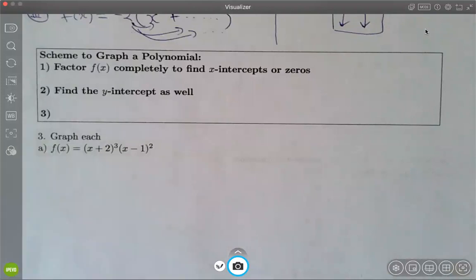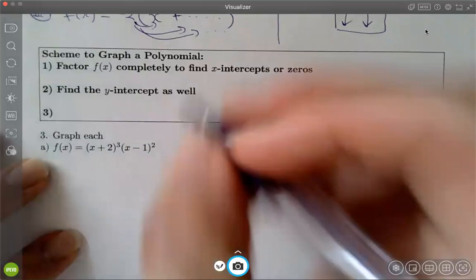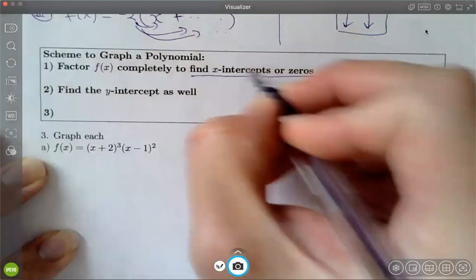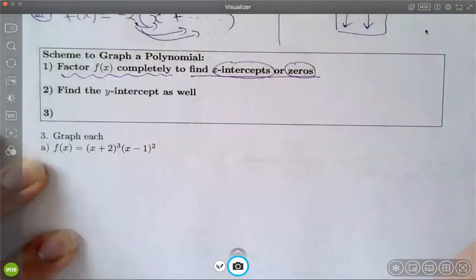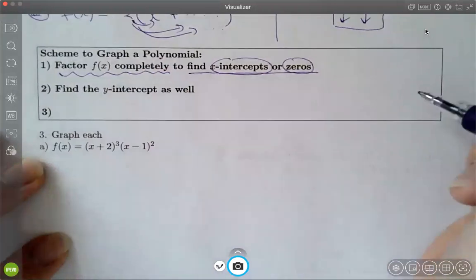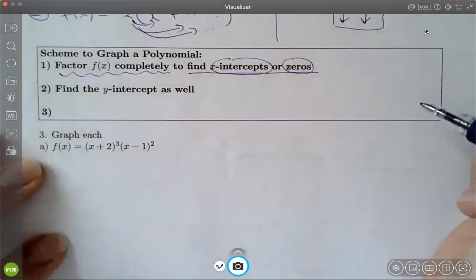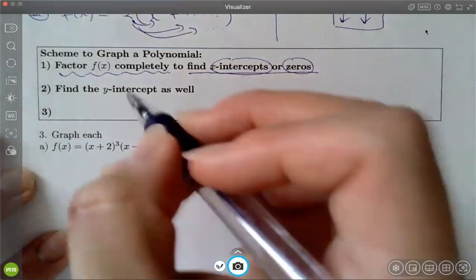Anyways, scheme to graph a polynomial. Now we have nearly all ingredients. Let's look at how to graph a polynomial by hand. First, find the zeros, the x-intercepts. And how do you find them? Remember, you might have to factor f of x completely, because if you don't, it's tough to find what the zeros are, and it's tough to find their multiplicities. Then step number 2, find the y-intercept as well.